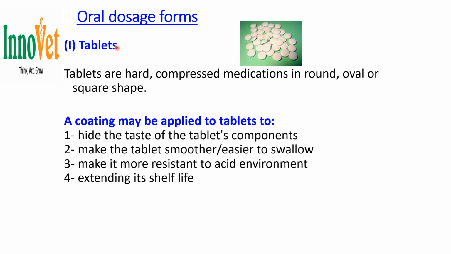So we begin with the first oral dosage form, which are the tablets. These are basically the hard compressed medications that occur in round, oval, or square shape. Well, these might be coated in order to hide the taste of the tablet's components. For example, the sugar-coated tablets, or to make the tablets smooth and easier to swallow. For example, the film-coated tablets. Well, we can also coat these tablets to make them more resistant to the acid environment, as we explained before. The enteric coated tablets that are resistant to the gastric juices in the stomach, but also to extend their shelf life.